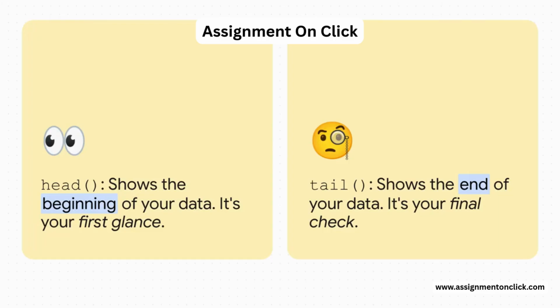So let's just boil it down. Head is your first glance, your initial hello to the data. Tail is your final check, making sure everything is good from start to finish. You use them together, and you get a complete picture of your data's boundaries.